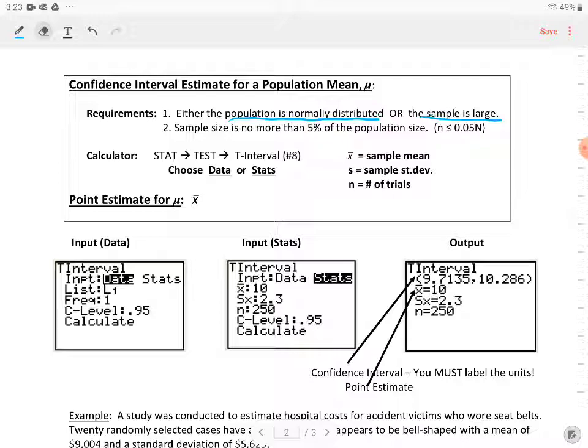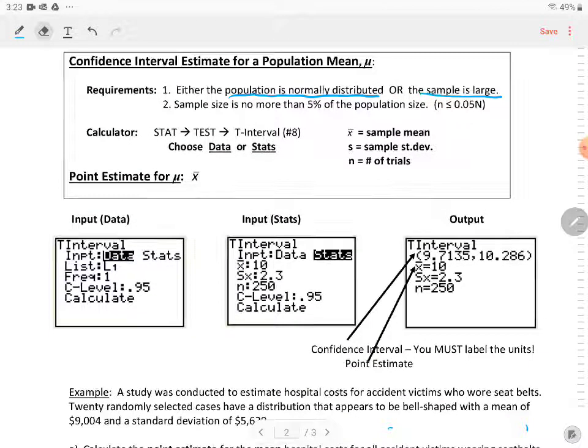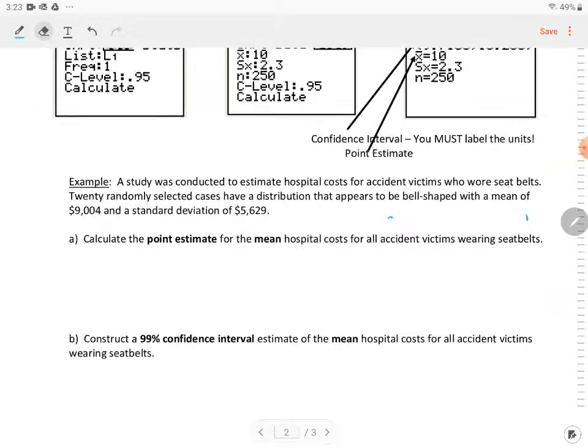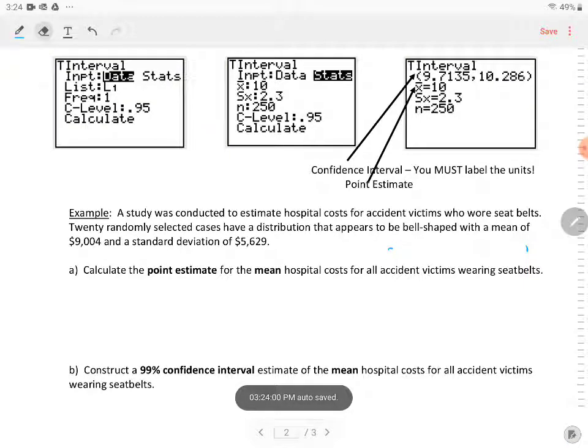So we have some new keystrokes here: stat, test, and we're going to go to t-interval, which is number 8, where x bar is the sample mean, s is the sample standard deviation, and n is the number of trials. So if you notice, your point estimate for mu is x bar. That's our symbol. Okay, so let's see if we can keep the calculator keystrokes up here for us.